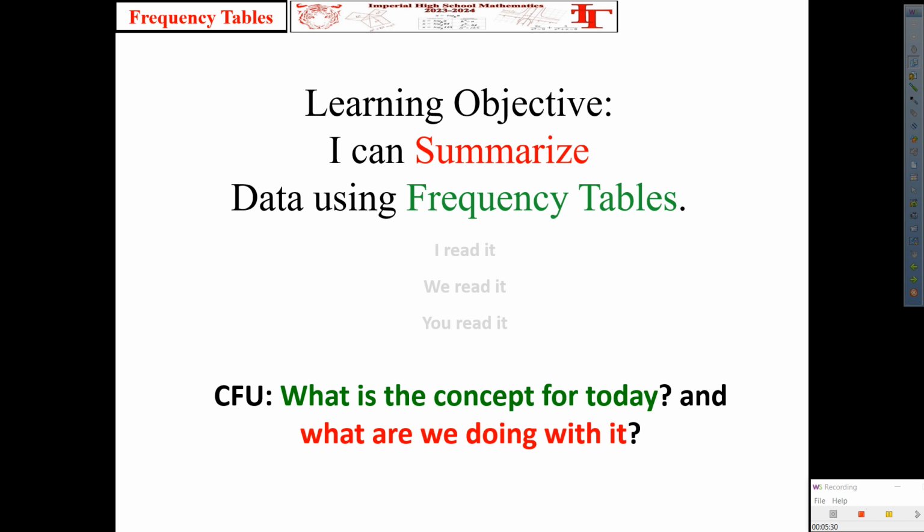Our objective for today, I can summarize data using frequency tables. So what is the main idea for today? Tell your neighbor, what is the main idea? Frequency tables. That means that one goes in the center of your Frayer model, yes? And what are we doing? We're going to be summarizing those. That means now we're going to continue writing at the end our statement as to what we see on those tables. So, now on the side note, and I'm going to leave it recording so it can stay up there on the channel. Here goes.